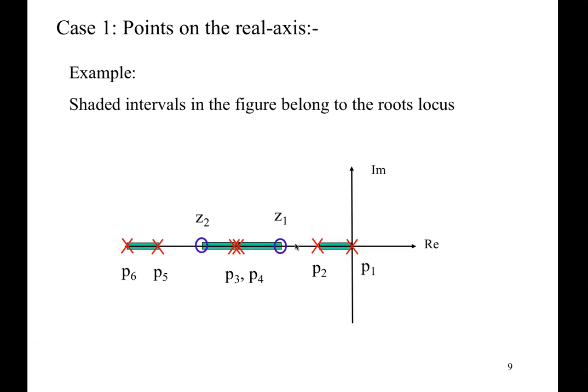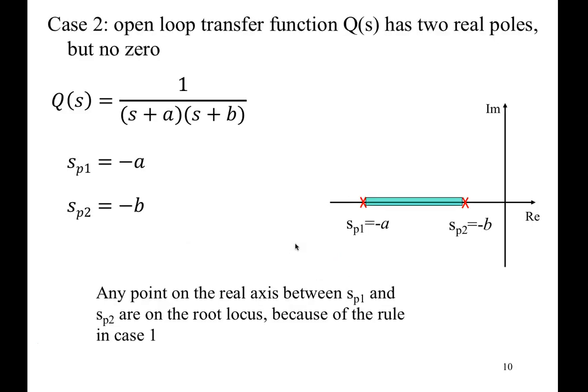That's how we apply it. Now case number 2. Now I'm going to look beyond the real axis only. In this case, I have 2 open loop poles, no zeros. There are no open loop zeros. Only 2 open loop poles.